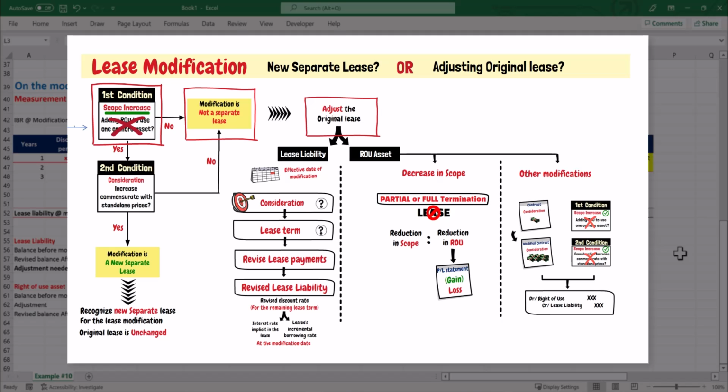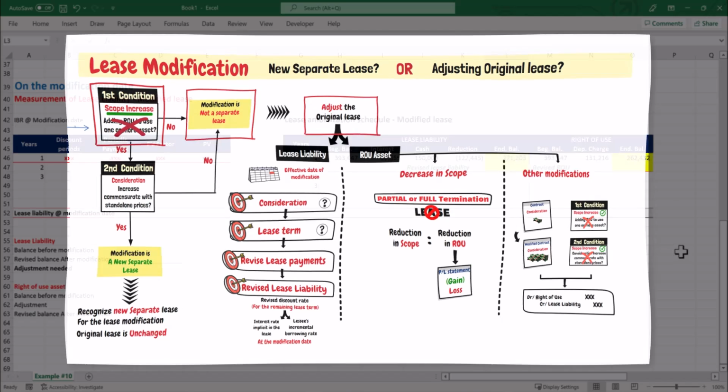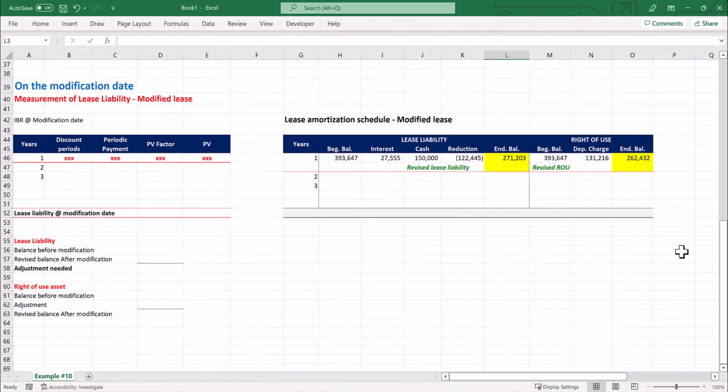In this case, we need to figure out the revised lease term and consideration, then the revised lease payments, then calculate the revised lease liability using the revised discount rate, which is the lessee's incremental borrowing rate at the date of modification. Let us apply in our example. The modification date is the beginning of the second year. The revised lease term is now 5 years. So, we have only 4 years to go from the modification date.